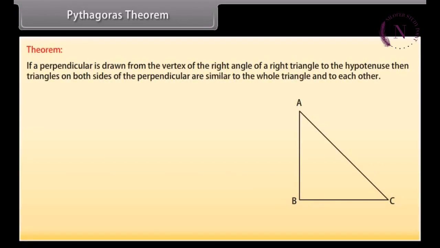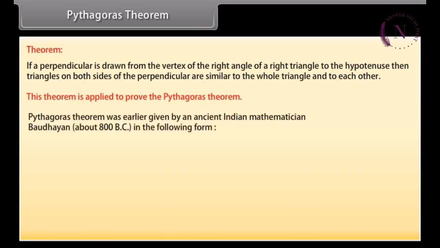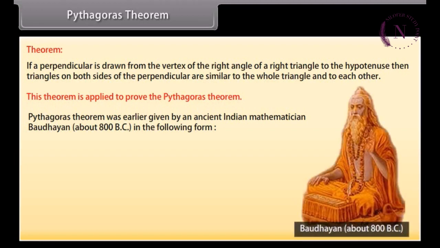Pythagoras theorem. If a perpendicular is drawn from the vertex of the right angle of a right triangle to the hypotenuse, then triangles on both sides of the perpendicular are similar to the whole triangle and to each other. This theorem is applied to prove the Pythagoras theorem. Pythagoras theorem was earlier given by an ancient Indian mathematician, Baudhayana, about 800 BC in the following form.